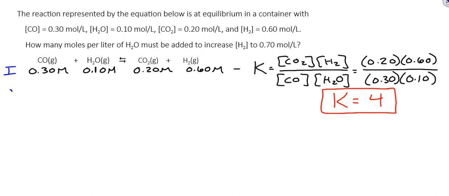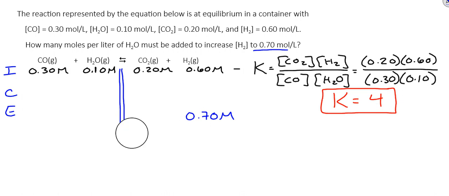Okay, so now what you need to understand is that these are no longer my equilibrium values. This is my I. This is my initial. Why is that? Because at equilibrium, we want our hydrogen to be 0.7. So that is the other information. So you got to allow the icebox to give you information. So that is giving me some information.